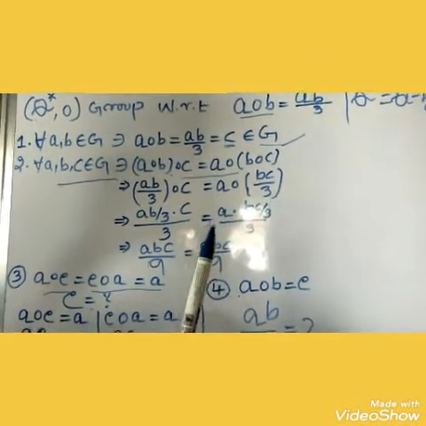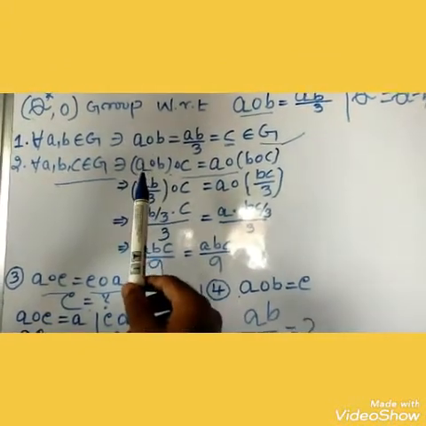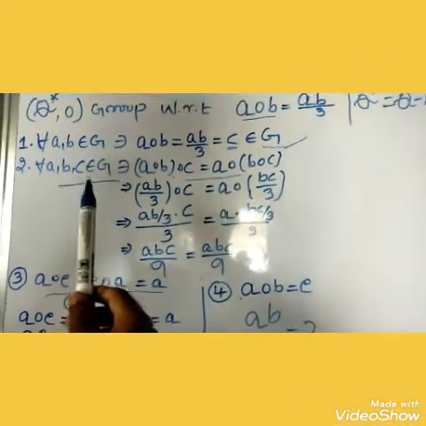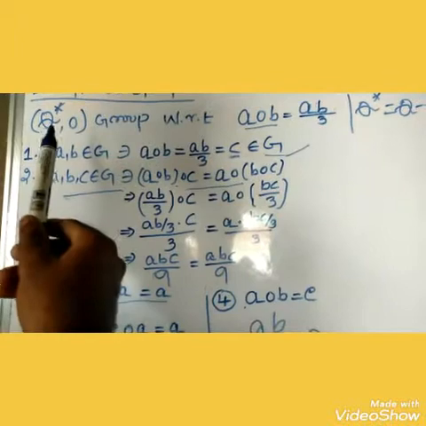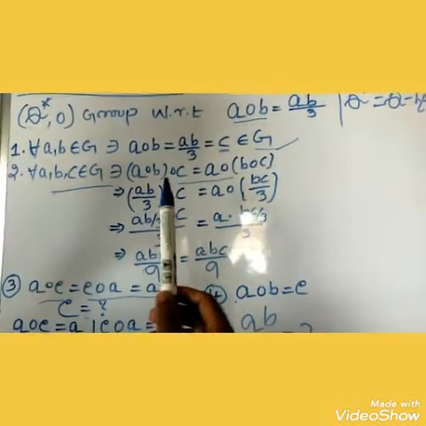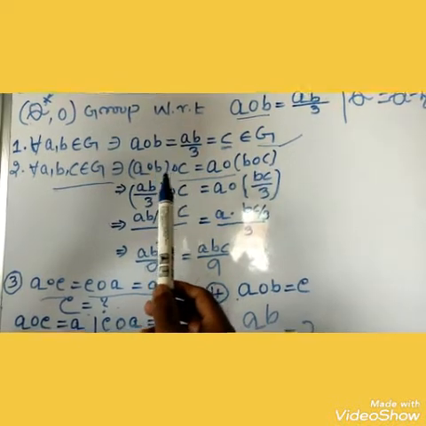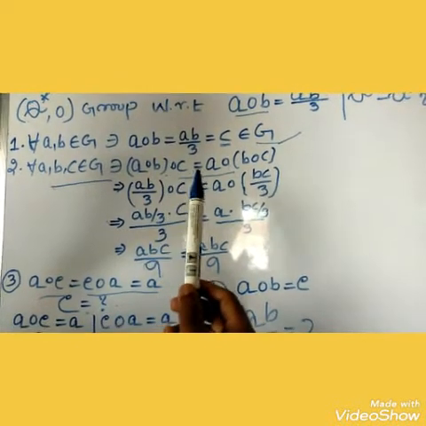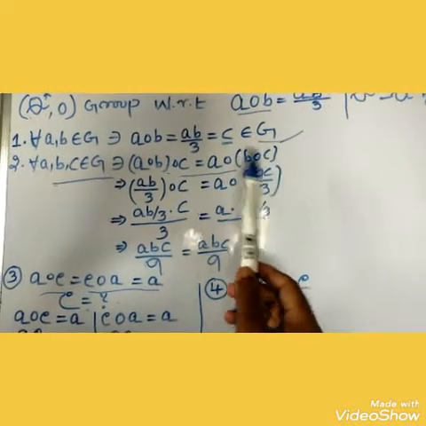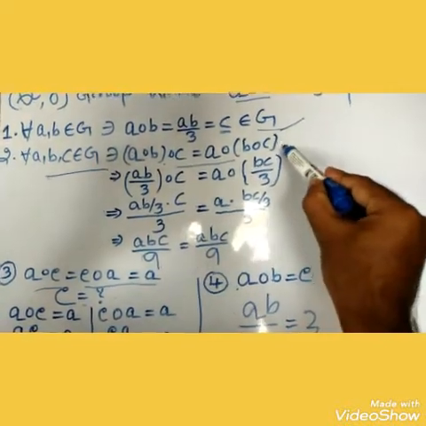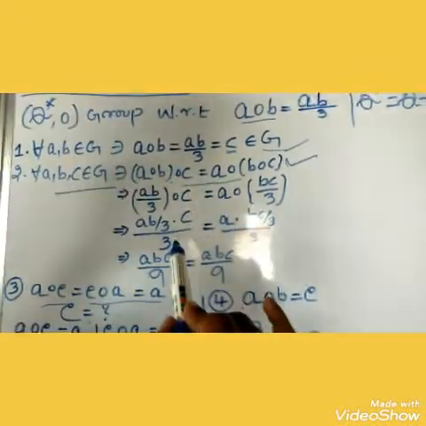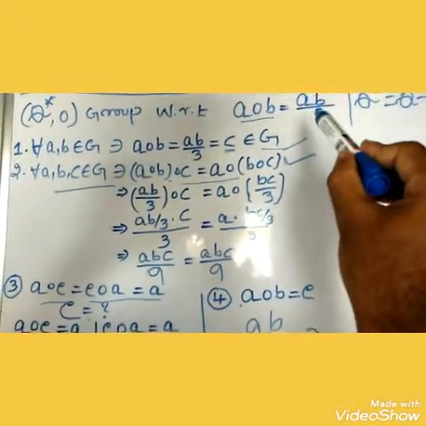Now I want to check the associative property. What is the associative property? Take any three elements A, B, C belonging to G. Here what is G? Q star. Such that (A circle B) circle C is equal to A circle (B circle C). If this equality is satisfied, then we say this set satisfies the associative property with respect to this binary operation.